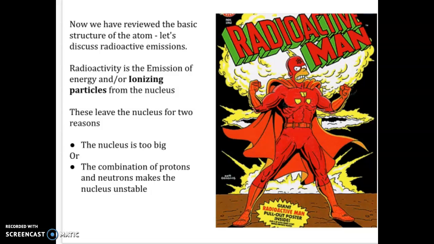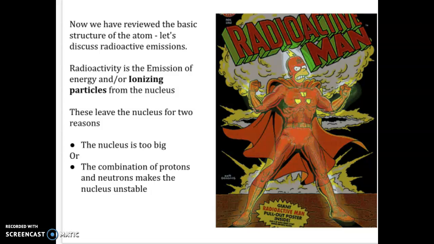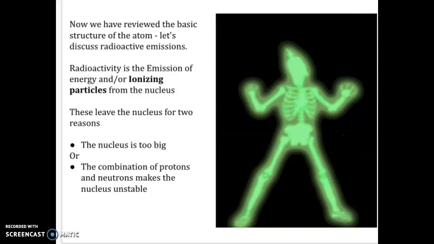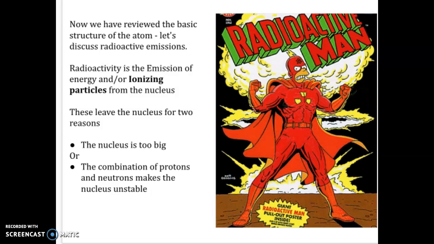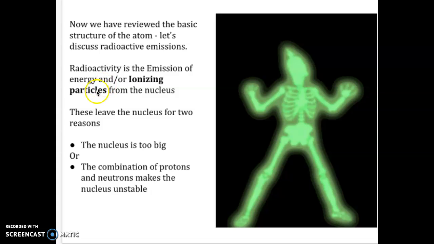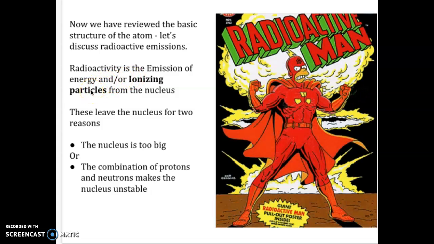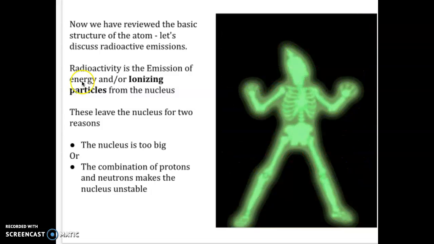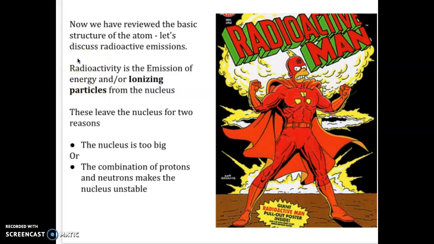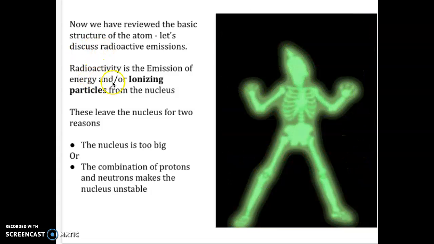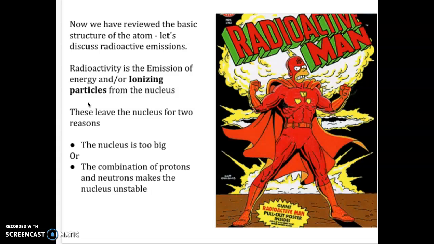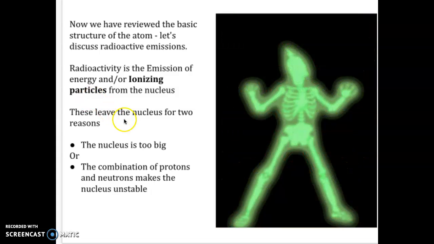So let's think about radioactivity and what it actually means. When we introduce the idea of radioactive emission, we're talking about particles, ionizing particles, or the emission of energy, and sometimes both. So the nucleus makes itself stable by releasing either energy and or ionizing particles. Now, why would a nucleus need to make itself stable?